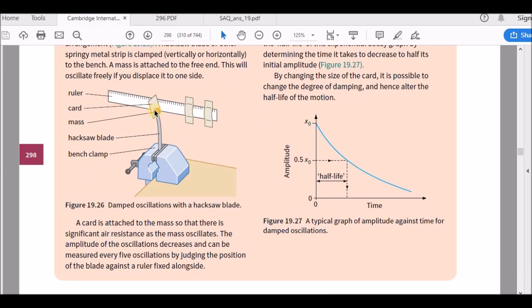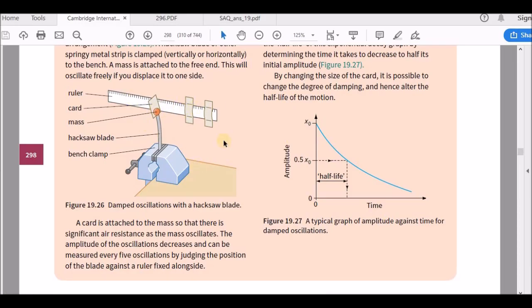Okay, so here we have a mass, then we have a card. Now this card is there to increase the damping. If this card was not there, it would take a longer time for it to stop swinging. But when the card is there, the bigger the card, the greater will be the air resistance, so greater will be the damping. A card is attached to the mass so that there is significant air resistance as the mass oscillates. The amplitude of oscillation decreases and can be measured every 5 oscillations, by judging the position of the blade against a ruler fixed alongside.